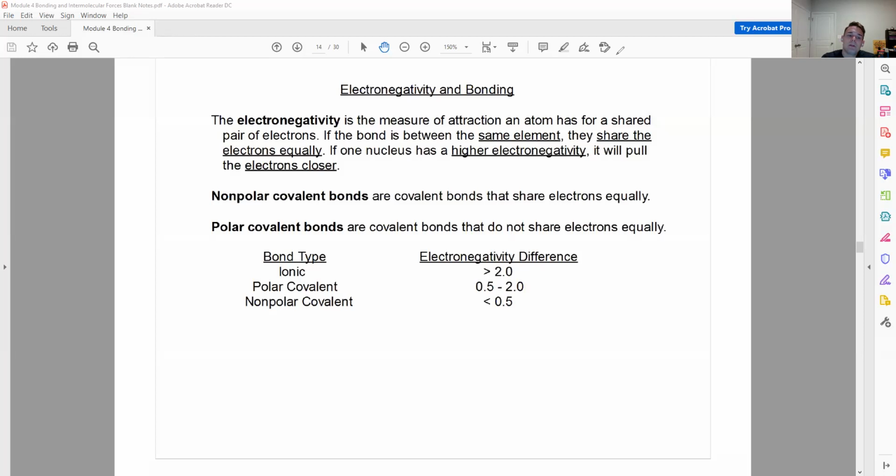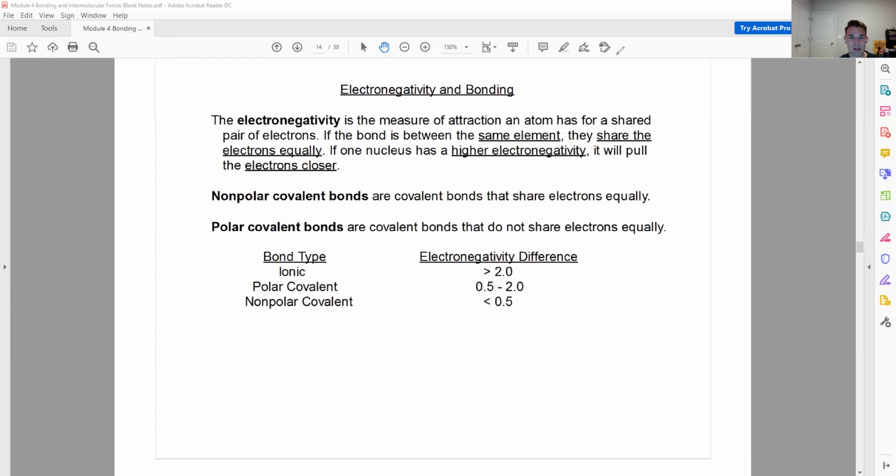So in order to determine polarity, we have to go back to our electronegativity, which we know is the attraction an atom has for a shared pair of electrons. We talked about that in atomic structure. If the bond is between the same element, they share electrons equally. If one nucleus has a higher electronegativity, it's going to pull the electrons closer because it wants those electrons.